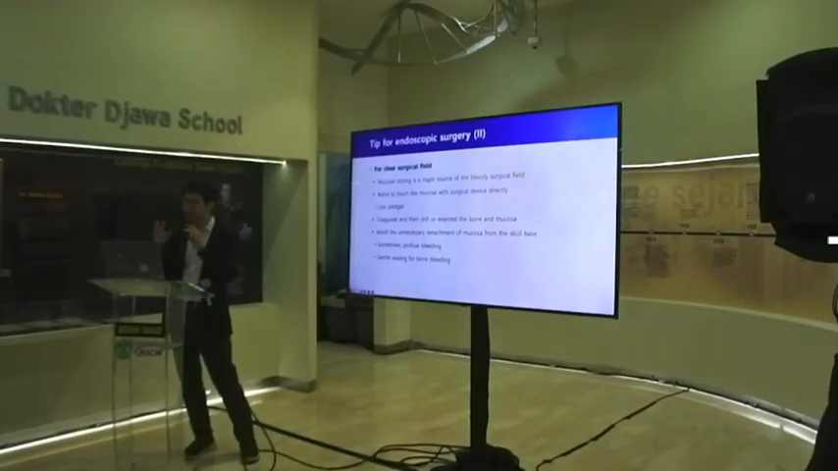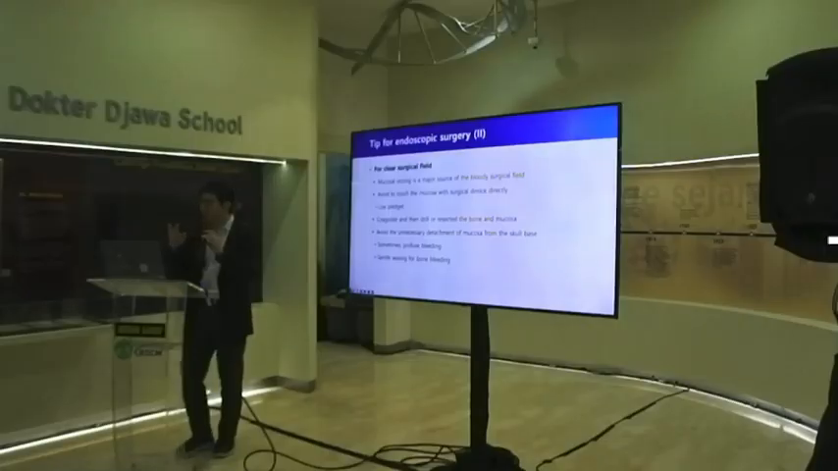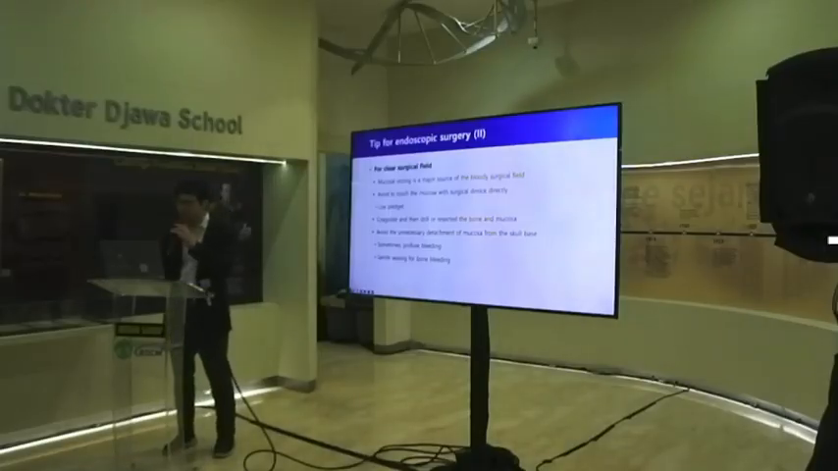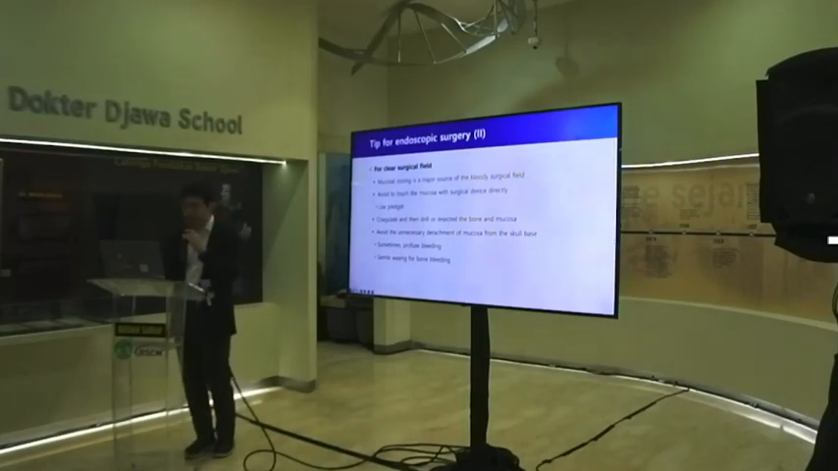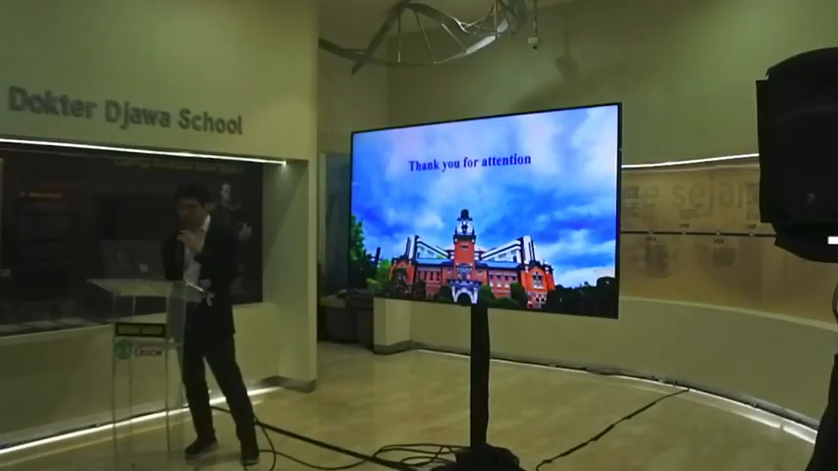The mucosa remaining in the sphenoid sinus will continue to bleed, so avoid unnecessary detachment of mucosa from the skull base. Mucosa can sometimes cause profuse bleeding, and some bone bleeding can be gently prevented by waxing. And that's all for the surgical tips for the endoscope.